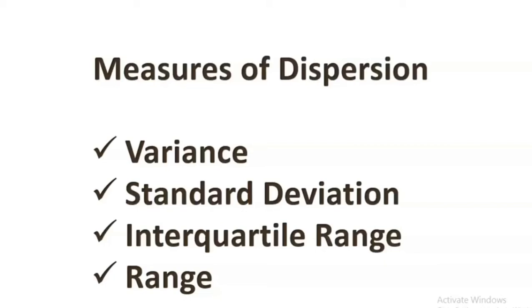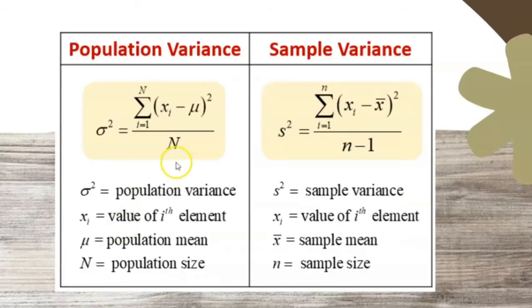We now understand the importance of the measures of dispersion or measures of variability. We may make use of variance, standard deviation, interquartile range, or range. This is how we can compute the population variance manually.